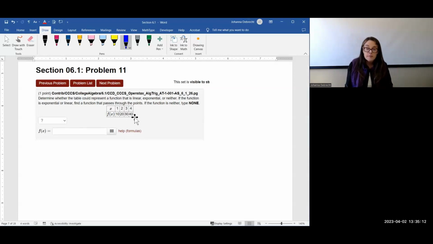In that case, that means that my slope is probably going to be 10. So I'm going to take two ordered pairs. I'm going to use (1, 10) and (2, 20), and I'll verify that it is 10, but that's what I'm adding each time. So that should be the slope value.